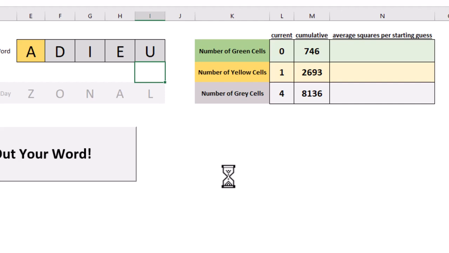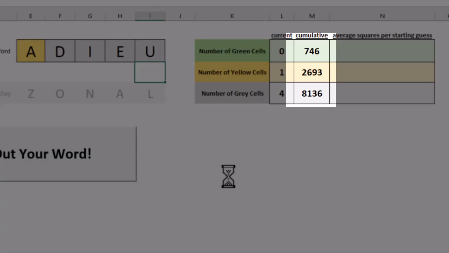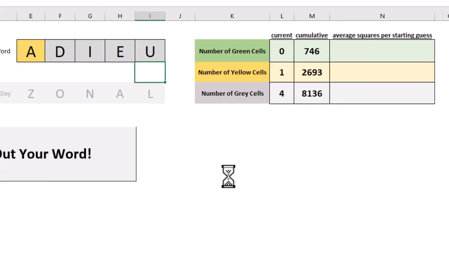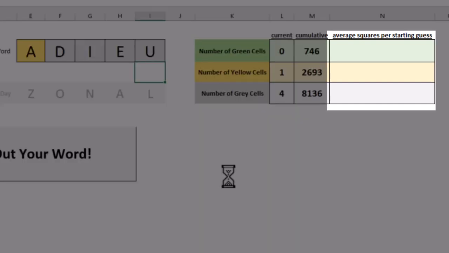But cumulatively, there were 746 total green cells, meaning I got letters in the correct place in the solution word. 746 total. 2,693 total yellow cells and 8,136 gray cells. So that's the word I start with. As you read on the rest of this question, I'm going to have you complete that next little cell over there in N. And then I'm going to have you test some other words. So read on, friends.